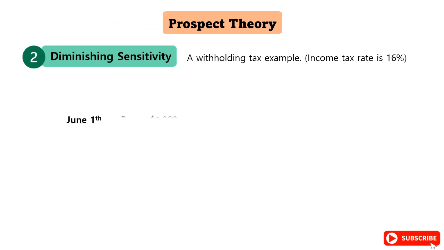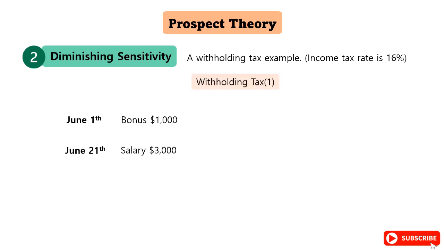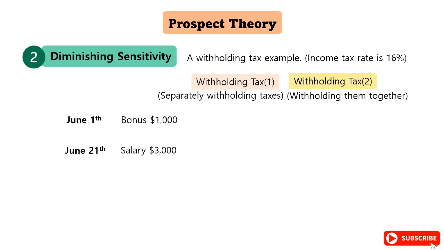Suppose a company pays a bonus of $1,000 to its employees on June 1st and a monthly salary of $3,000 on June 21st. Withholding taxes are deducted when paying the bonus and the salary. There are two methods for withholding taxes: separately withholding taxes for the bonus and the salary, or withholding them together on the salary payment date.